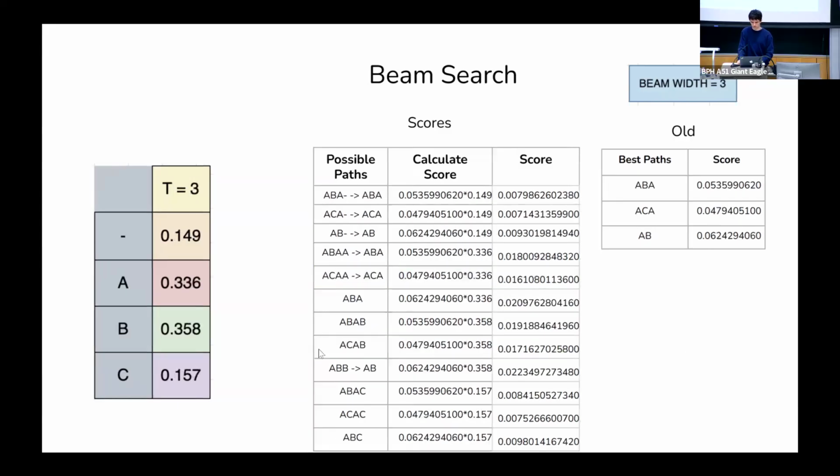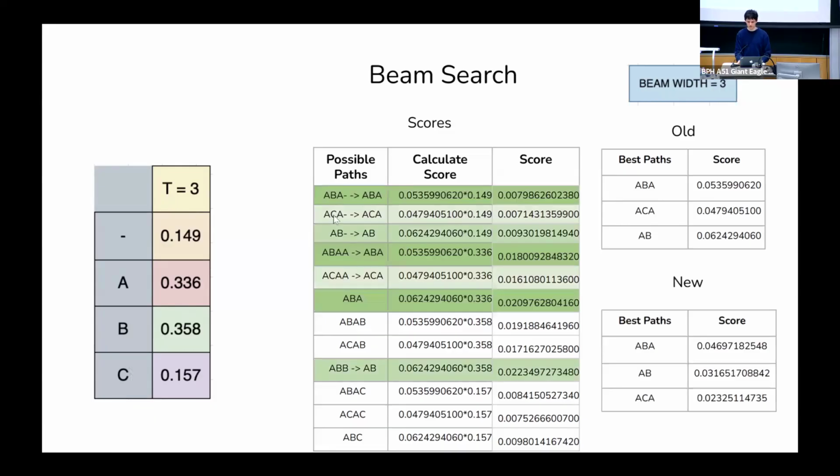Let's continue. So now we have ABA, ACA, and AB, and we have our next time sequence, and we grab the top of those. So obviously we're having much more overlap. You have AB overlapping with AB, ABA overlapping with ABA a lot, and ACA overlapping with ACA. So it also simplifies our lives, but it makes it harder at the same time because we're going to have to sum across all of the possible options.